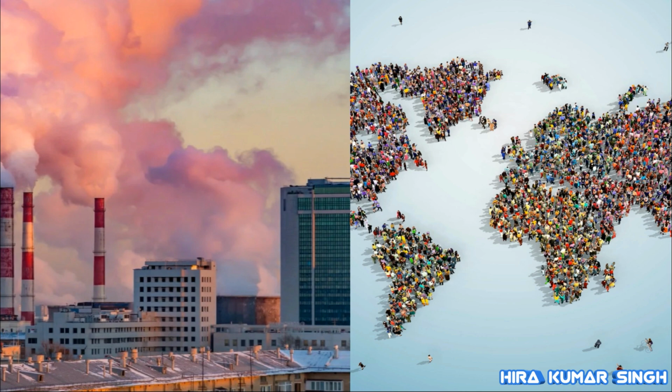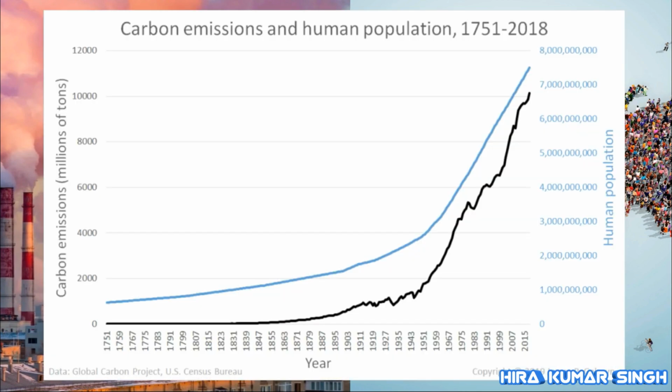Okay, here is a graph showing carbon emissions and the human population between 1751 and 2018, but we will stop short. We will cover the time period between 1751 and 2015. The blue line, students, indicates population growth. On your right side is the population figure, and on your left is the carbon emissions, in millions of tons.